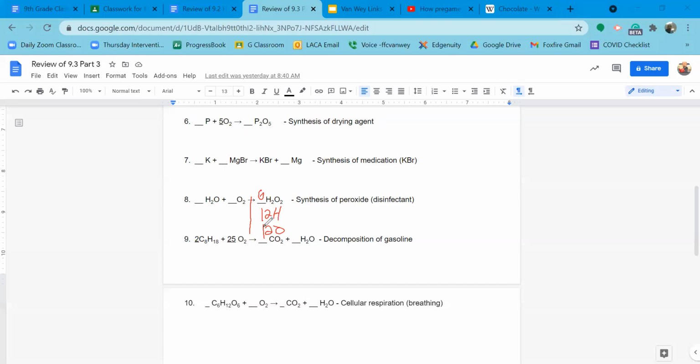Okay, so we're going to go over here, and I need to make 12 hydrogens. The only thing I have hydrogen in over here in my reactants is water. So I need 6 waters to give me those 12 hydrogens. Okay. And then I need 12 oxygens. So I have 6 times O, which gives me 6 oxygens here. And I need 6 more. So I need 3 pairs. That's going to give me 6 more oxygens, right? So I have 12 hydrogens and 12 oxygens now.